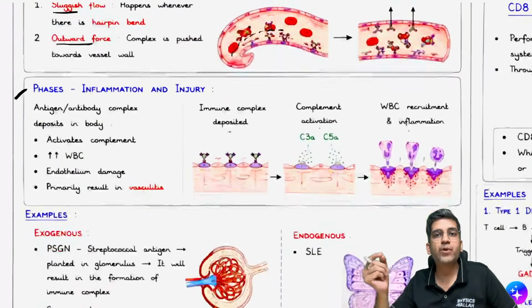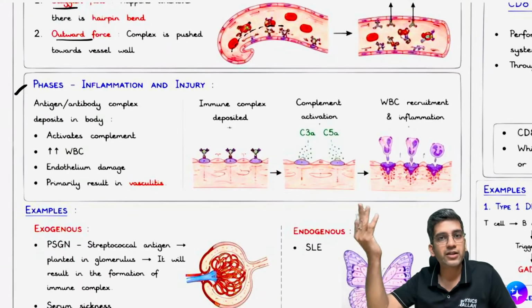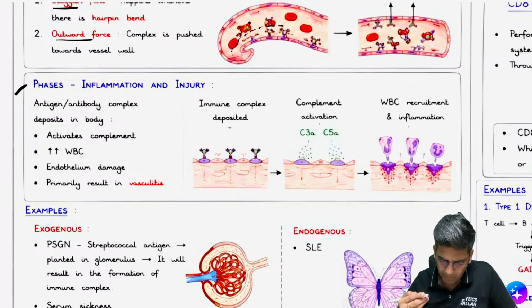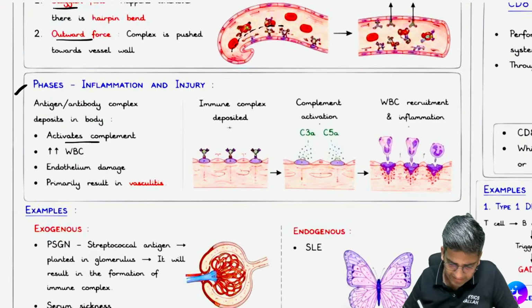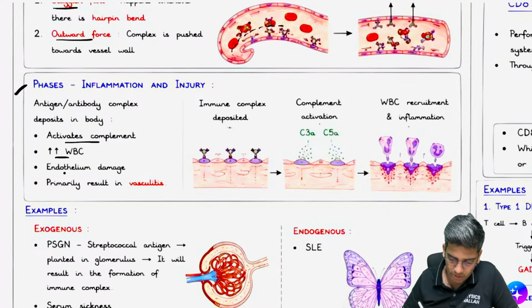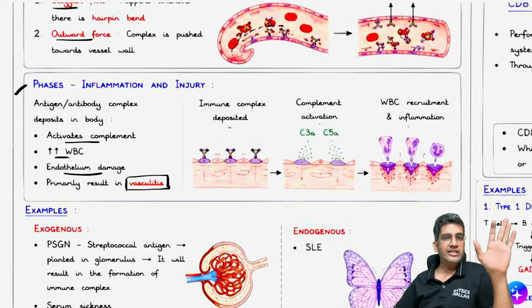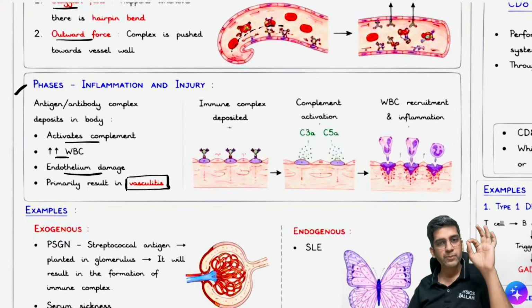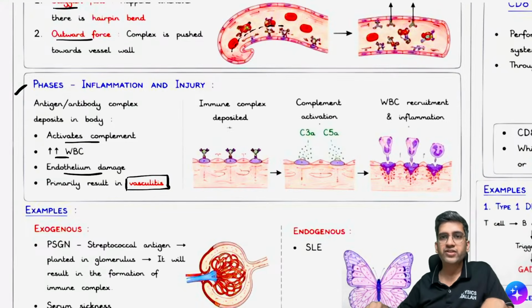The moment it deposits on a vessel wall, it's considered like a reaction. That's all. My body will respond. It will activate complement, because immunoglobulin has the capacity to activate complement. It will attract more WBC and cause endothelium damage. Primarily, in short, it causes vasculitis. That's all. The immune complex in circulation deposits and causes vasculitis.